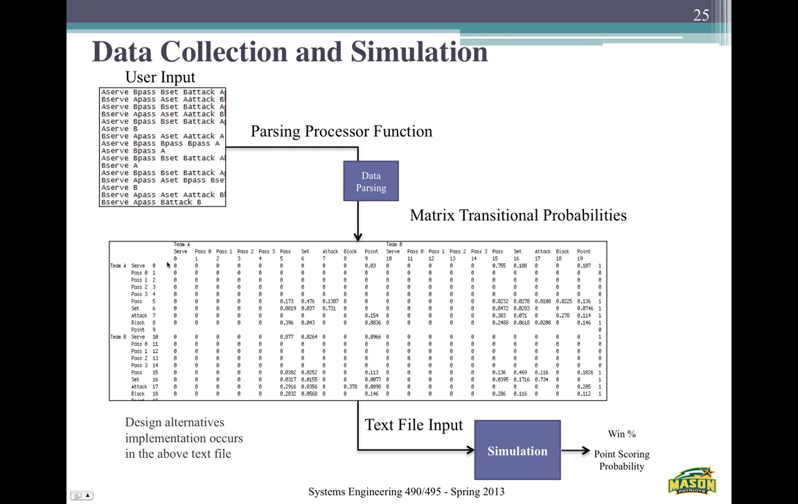So this is just further blown up to give you an idea. Our user input looks like this and then parses into this matrix, and as you can see, you can change our design alternatives from the transient state on the left. So a serve going to a point, you can see a serve and then it says 0 next to it. Just ignore the 0, that's for programming purposes, and then you can follow it to a 9 on the column, and that's a point for team A, and so the probability is 0.03.